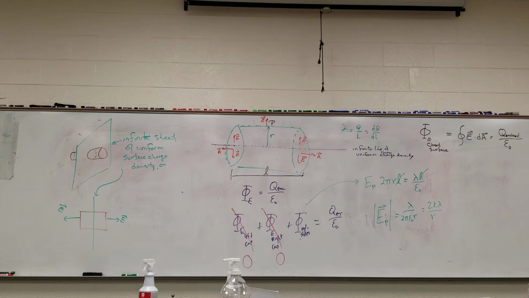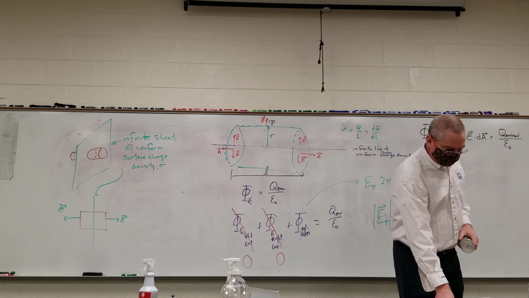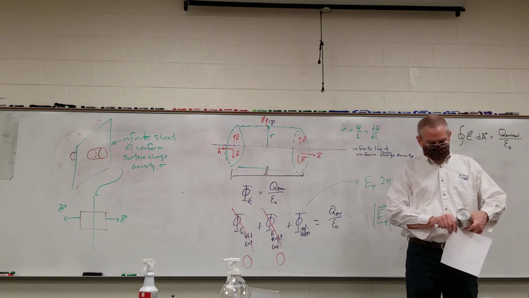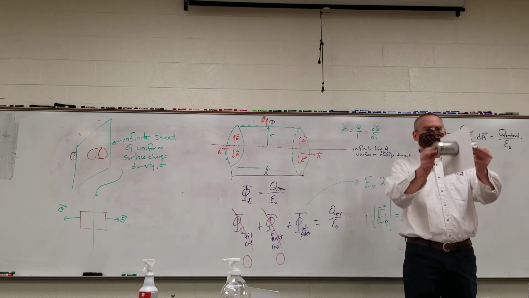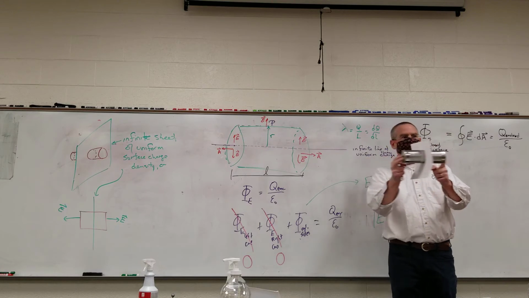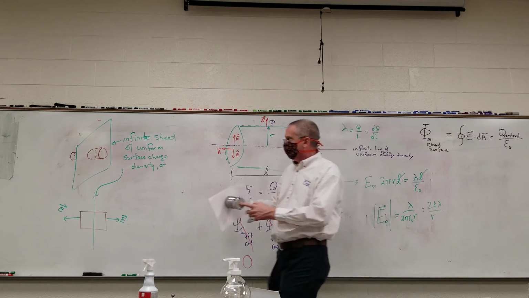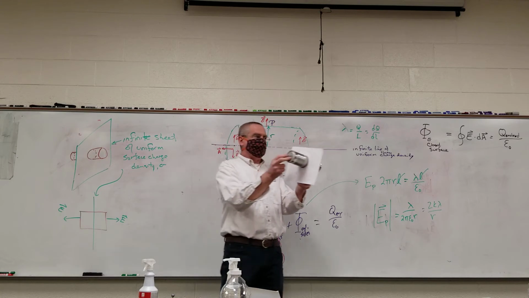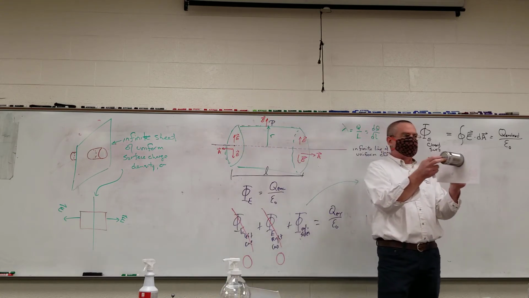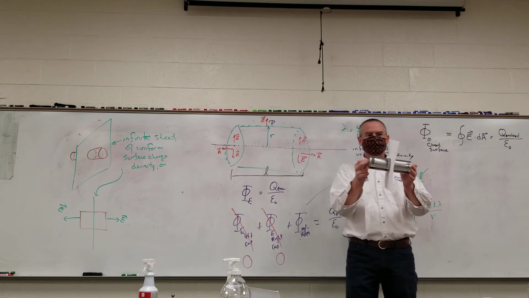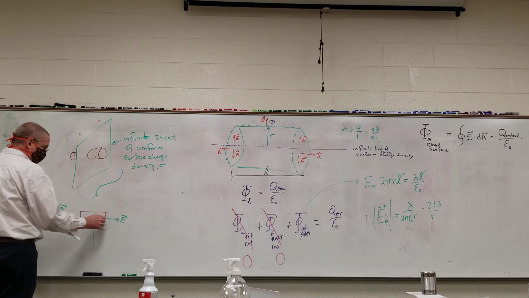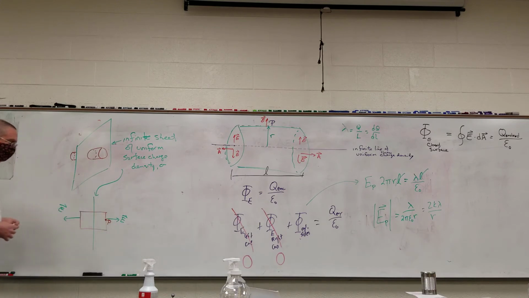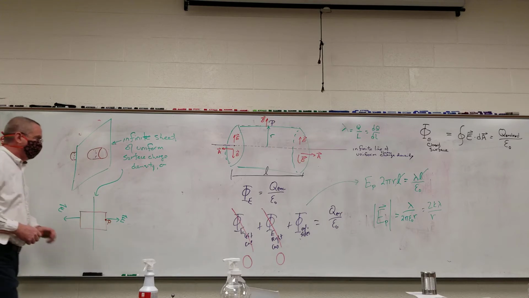For people struggling with the visual on this one. Imagine that's my infinite sheet, and that's my Gaussian surface right there. If I want to find the electric field at point P, I'm making the can long enough so that one of those surfaces is at point P. Go ahead and make it official, point P.